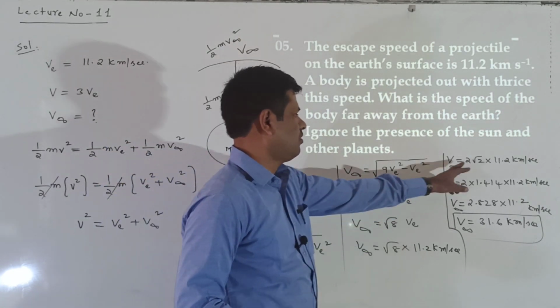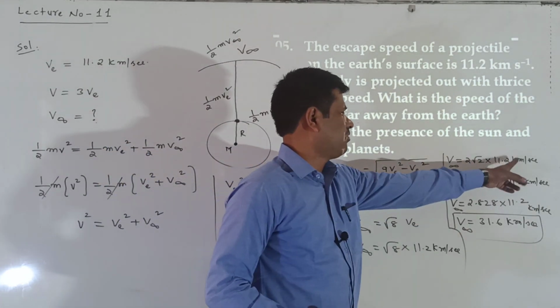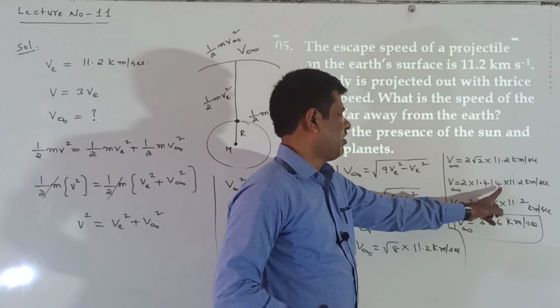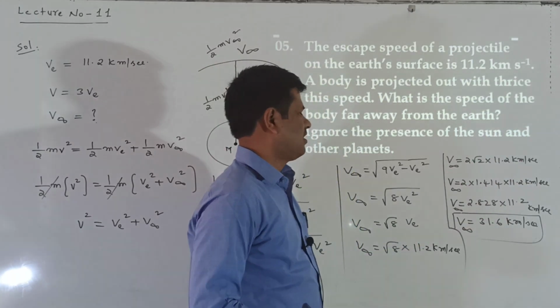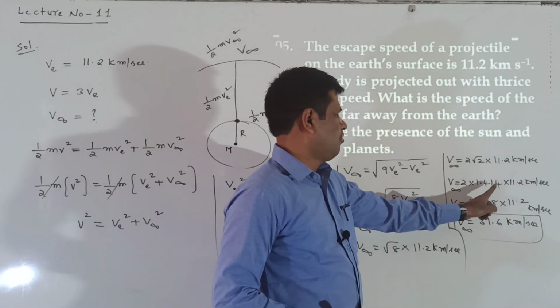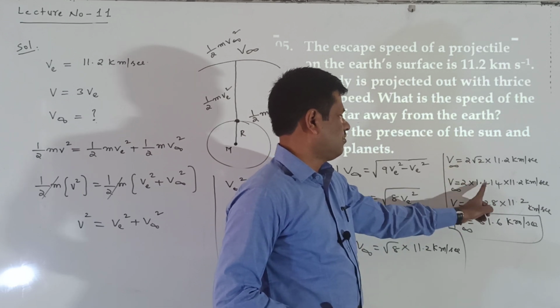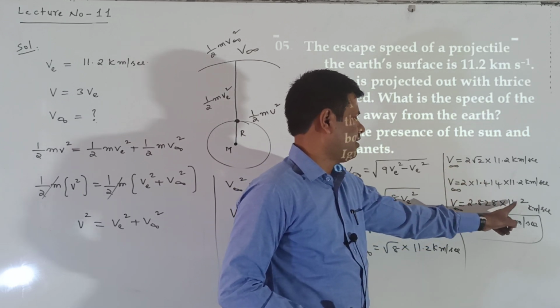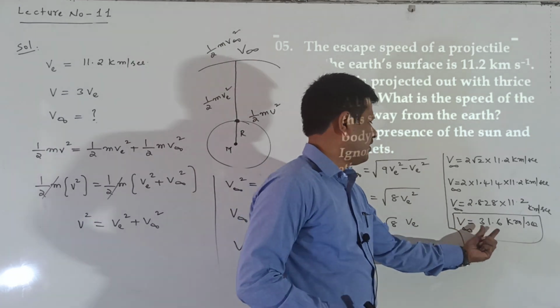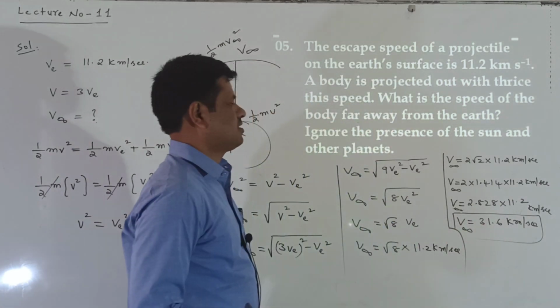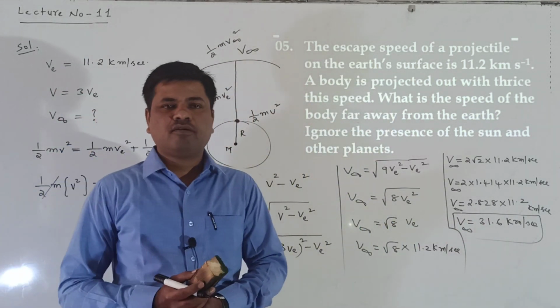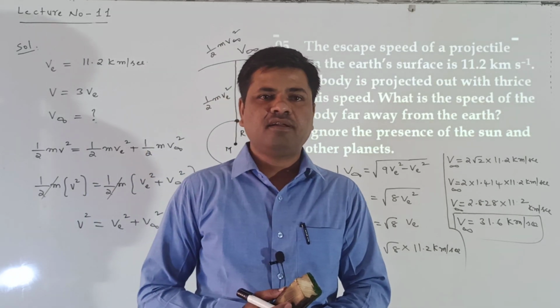This root 8 value is equal to 2 root 2. Here this is 11.2 kilometer per second, 2 into 1.414 into 11.2 kilometer per second. This is 2.828 into 11.2 kilometer per second. When multiplying this, we get 31.6 kilometer per second. Okay, thank you. Remaining numericals we will discuss in the next class.